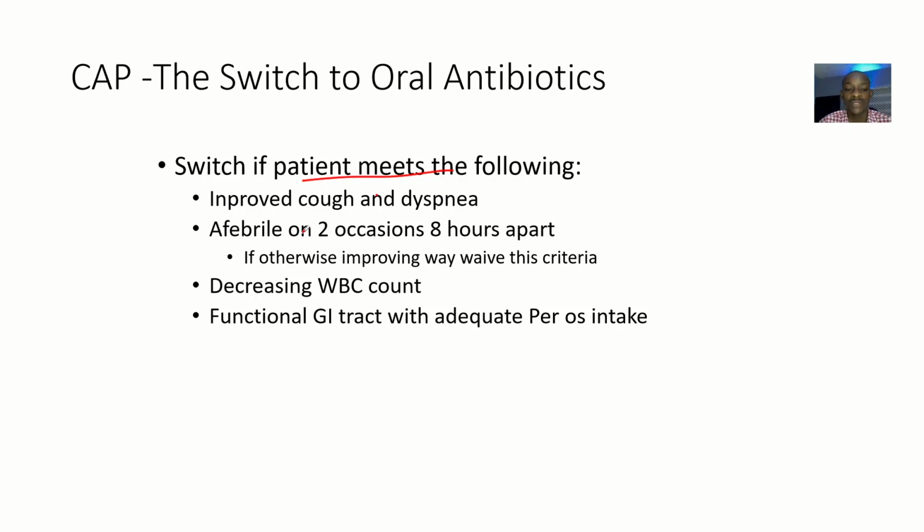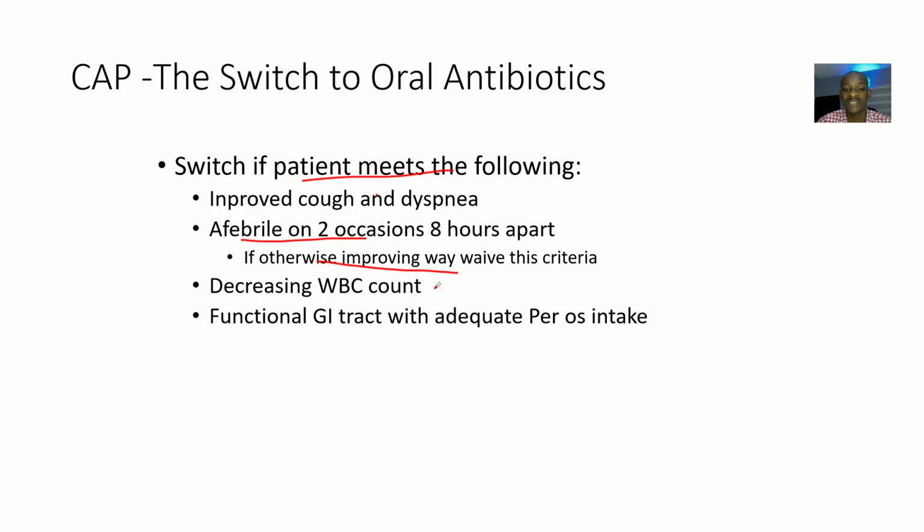Then if they are afebrile on 2 occasions, that is, their temperature is within the normal range, 8 hours apart, you can now introduce oral antibiotics. If otherwise improving. Why this criteria? I don't really understand that.